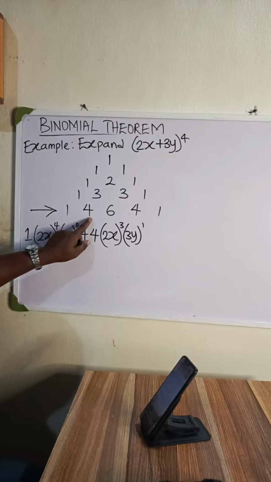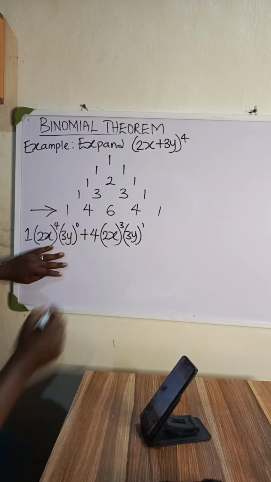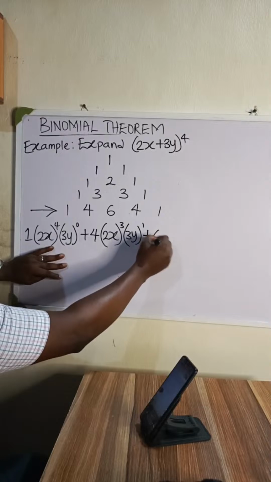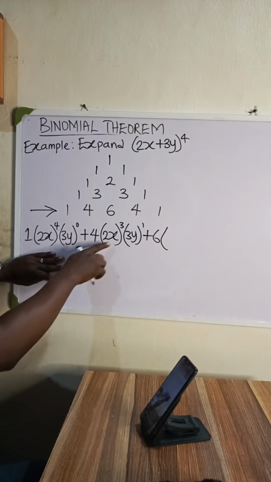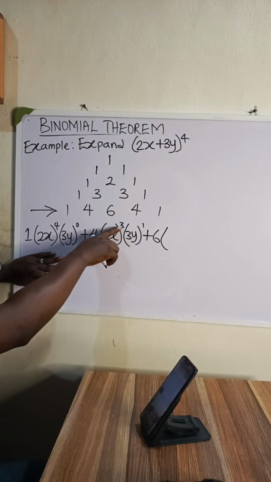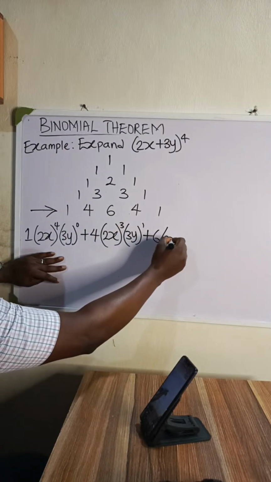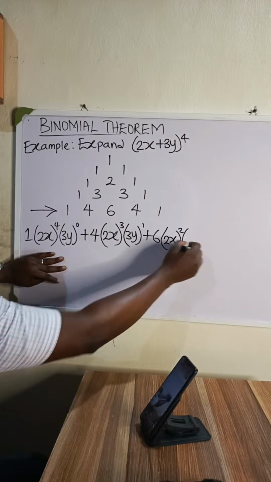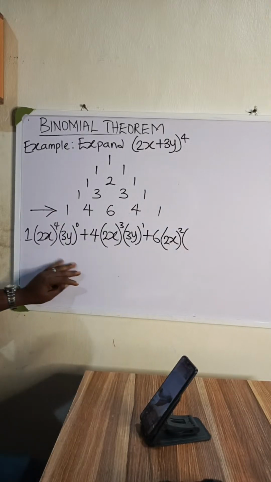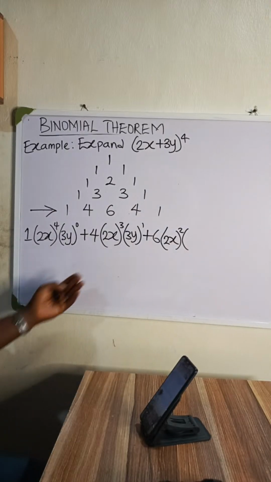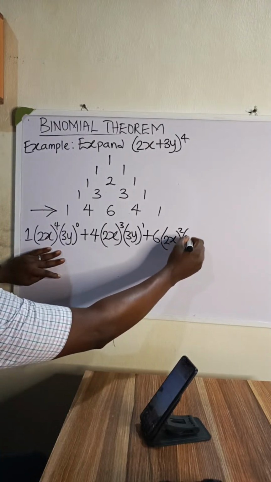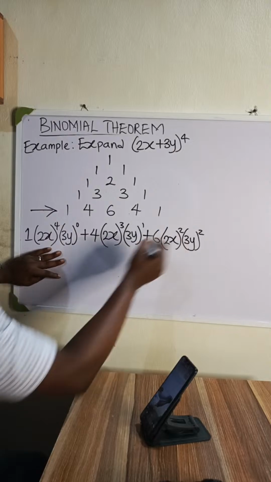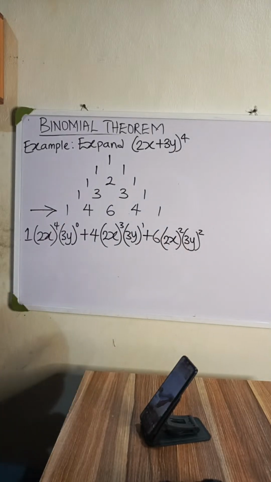So we are done with this. We go to this one, plus coefficient of 6. The exponent of 2x is still decreasing. It's going to be 2. So 2x to the power of 2 into 3y. Its exponent is increasing. So it's going to be 3y to the power of 2. Good. Very good.